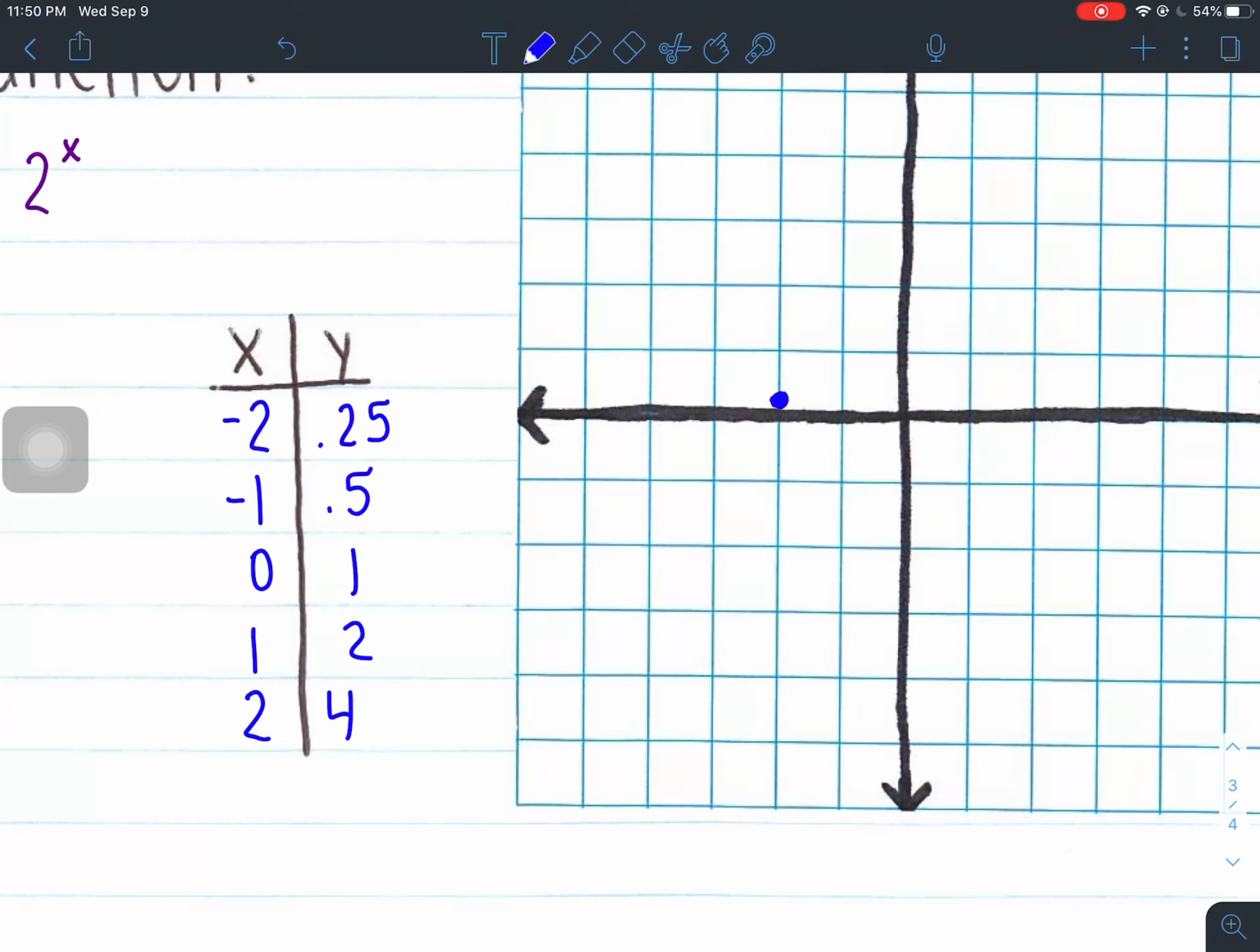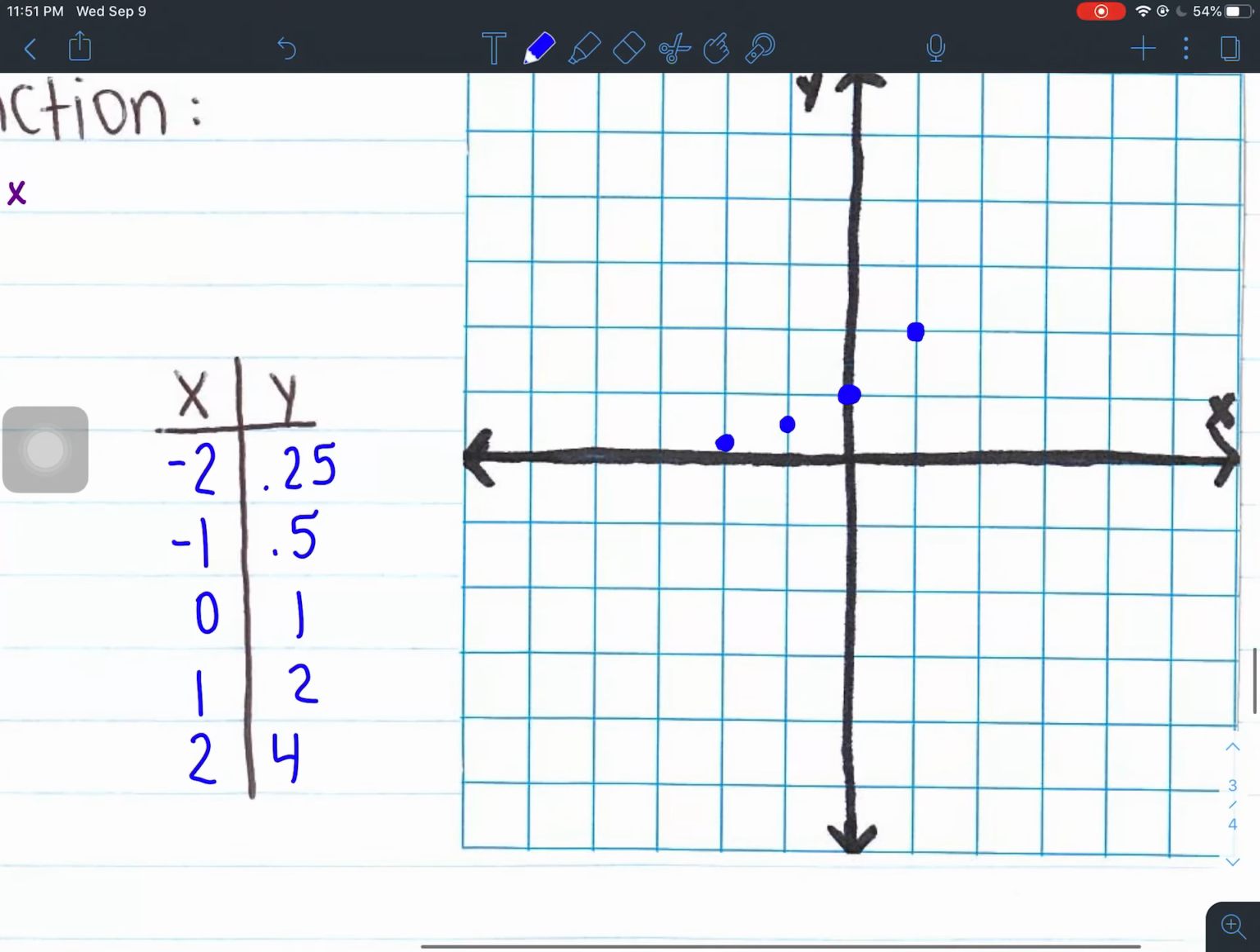Okay, the next point I have is negative 1, comma 0.5. So it's going to be left 1 and then halfway up, 0.5. And then I have 0, 1, so it's going to start at 0, so I don't go anywhere left or right, and then I just go up 1 to 1 here. Then I have 1, 2, so it's going to be right 1, up 2, positive 2. And then I have positive 2, positive 4. It's going to be right 2, up 4.